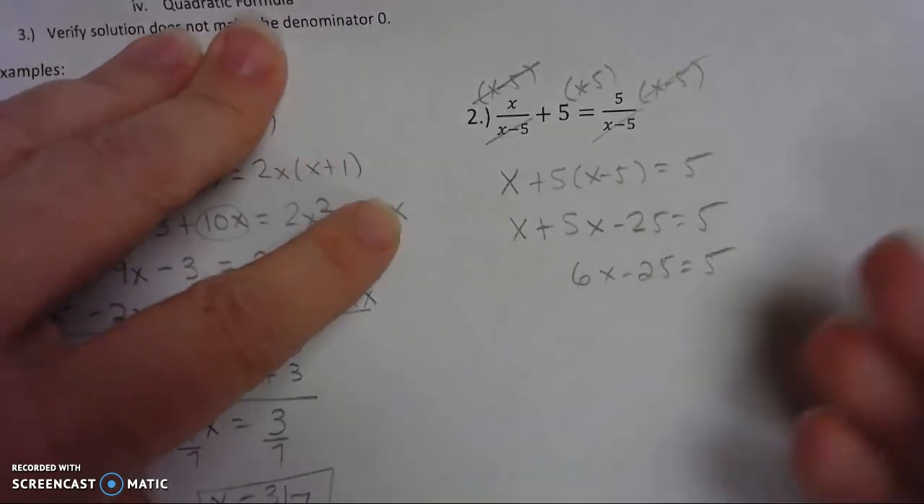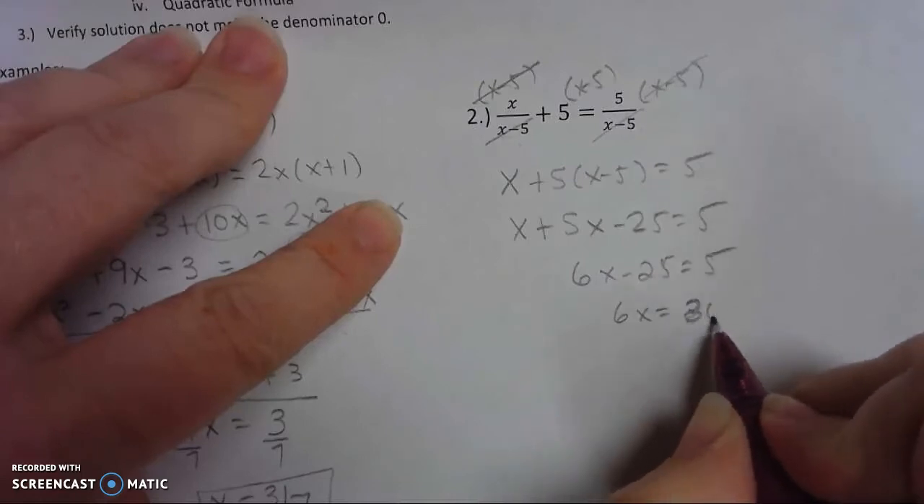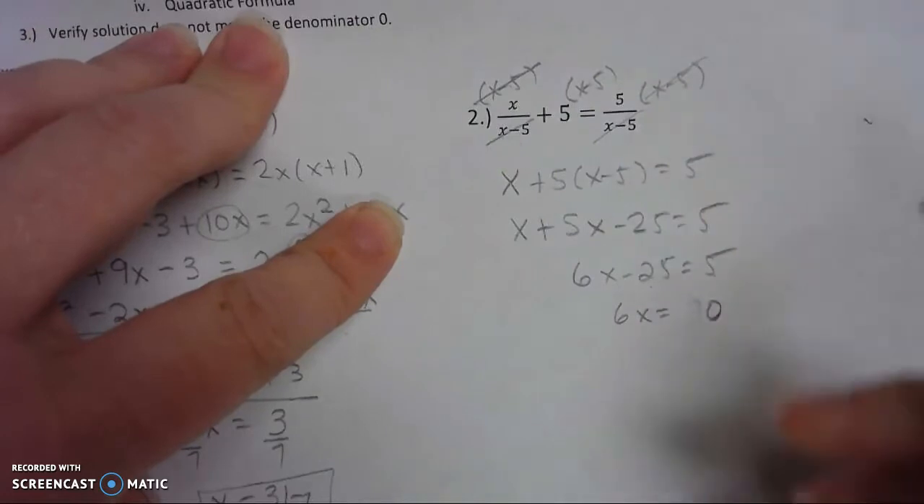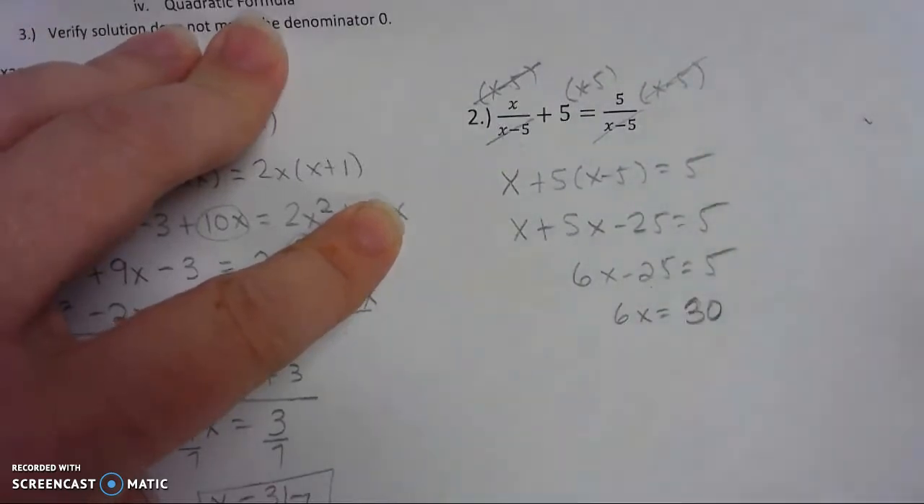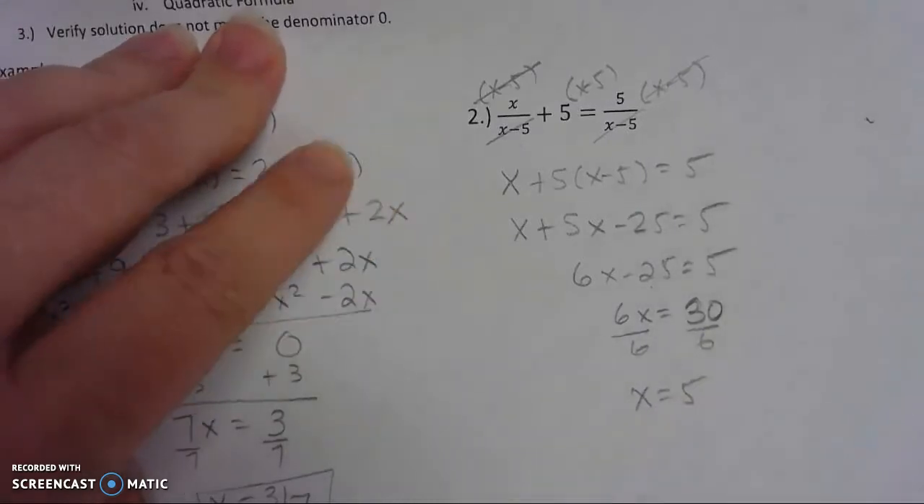Just an x. So I'm going to isolate the variable term and move the 25 over with the 5 to get 30. Make sure you can tell that that's a 30. Alright, and then divide by 6. And that tells me that x equals 5.